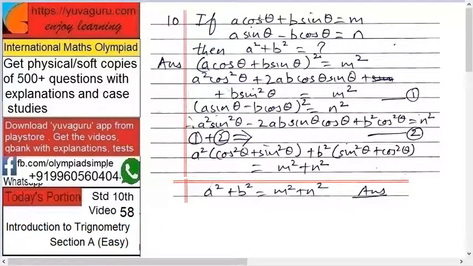Next, if a cos theta plus b sin theta equals m, and a sin theta minus b cos theta equals n, then a square plus b square equals to what? Here, perform (a cos theta plus b sin theta) the whole square. So it will give a square plus 2ab plus b square, right? So a square cos square theta plus 2ab cos theta sin theta plus b square sin square theta equals m square.